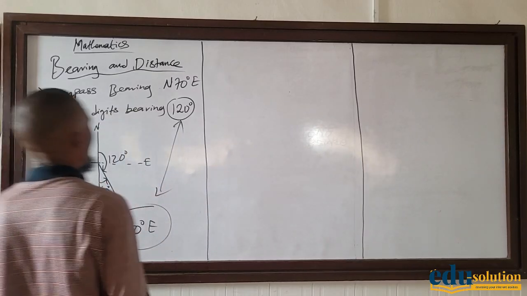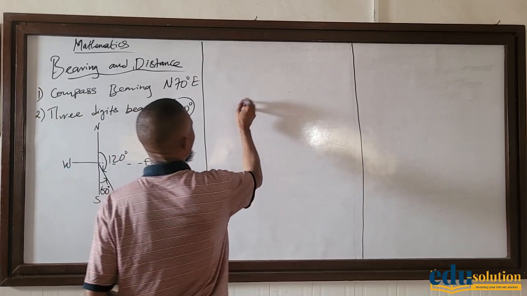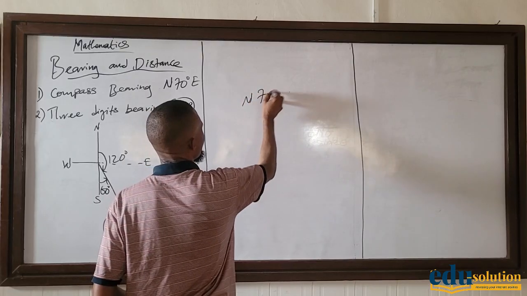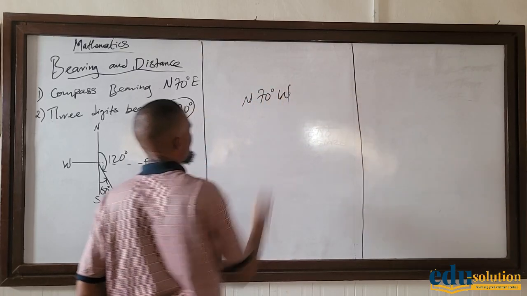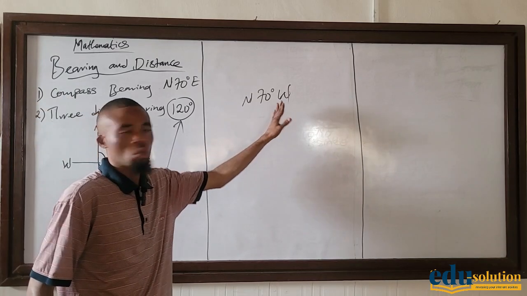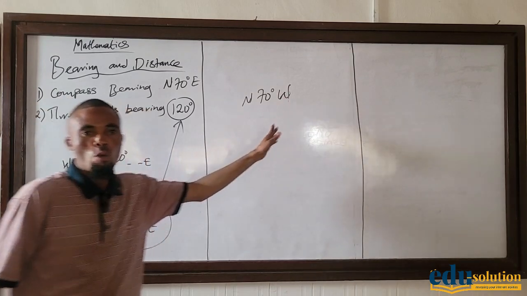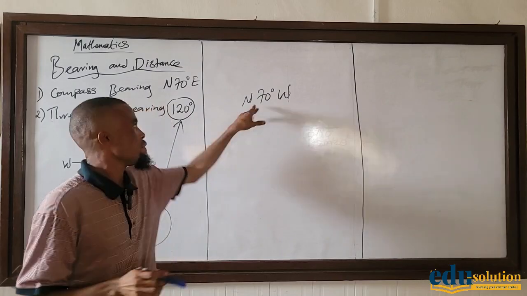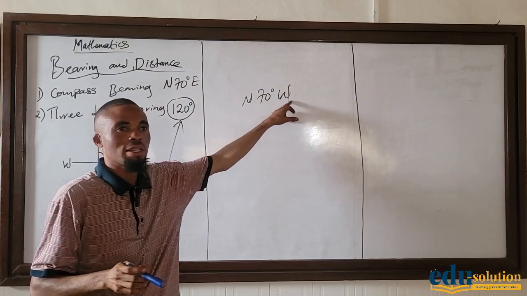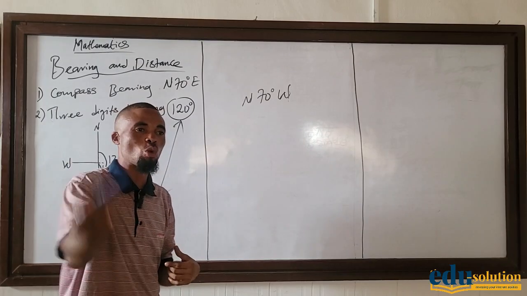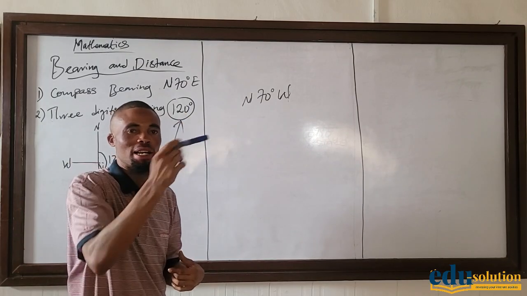So if we are having, for example, north 70 degree west. Yes, beautiful question. So you can see this is a compass bearing question. North 70 degree west. We have been asked, let me put it this way, this north 70 degree west bearing is the same as, so that means they are trying to tell you to convert it to the next type of bearing, which is a 3-digit bearing.